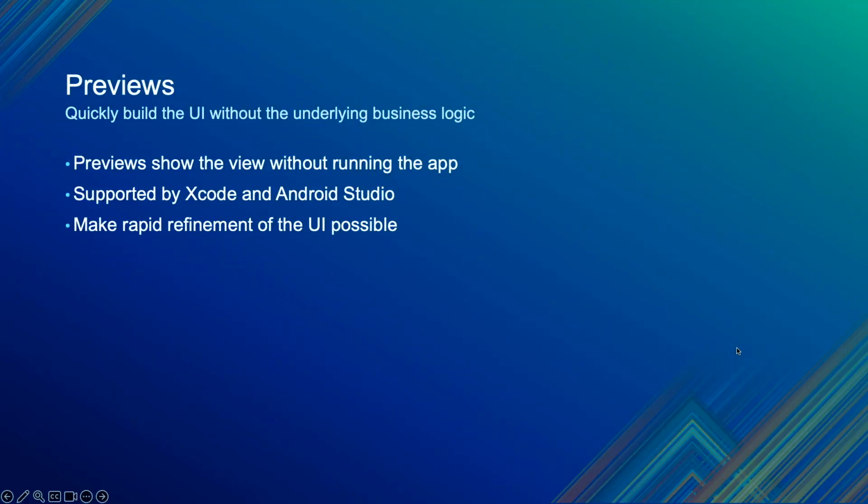So we talked about previews making it easier for us to rapidly iterate on the UI without having to build and deploy the app every time. What a preview is, and we'll look at an example in a second, is basically just a function that's calling that composable function, in the case of Jetpack Compose, or that view in SwiftUI. So it's just a function that can say, hey, do that view thing, right? And because it's supported by Xcode and Android Studio, it lets you see the UI while you're still coding. And that makes rapid refinement of the UI possible.